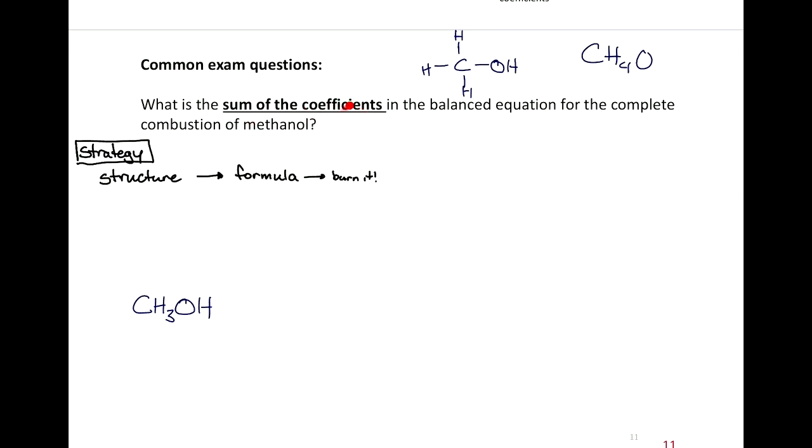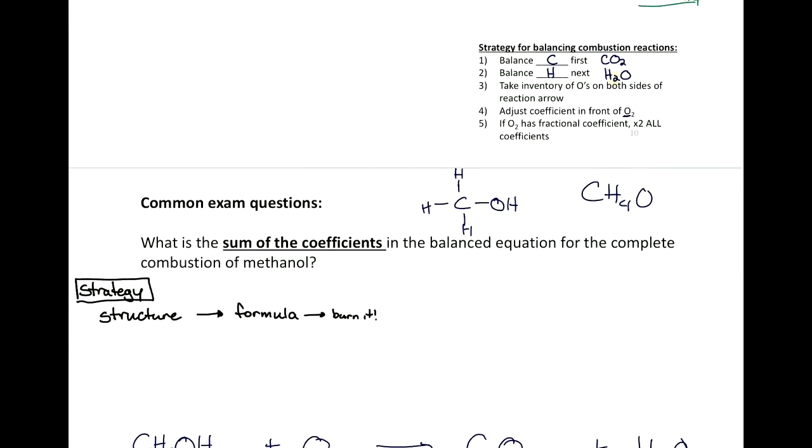Since we're just getting the sum of the coefficients, I'm not going to bother with the states. Methanol's a liquid, but whatever. Okay, so there's the formula, so let's burn it. So we add oxygen, and our products are still CO2 and water. All right, so there's my skeleton equation. So we follow the same strategy as up here, okay?